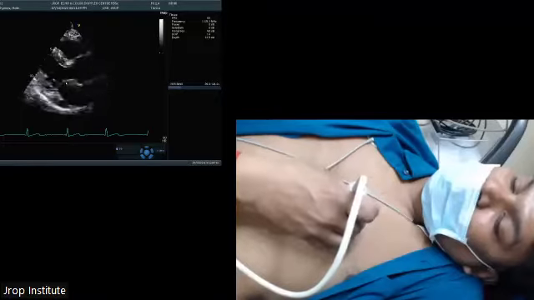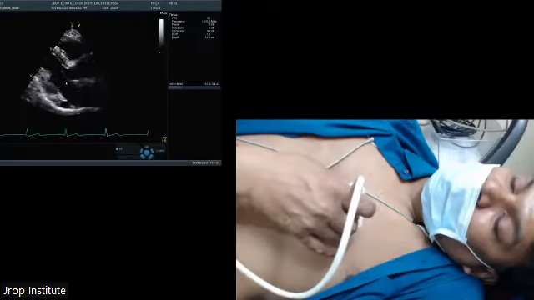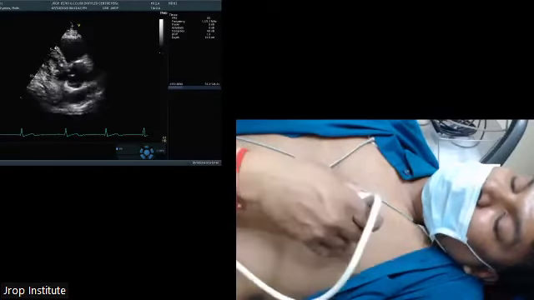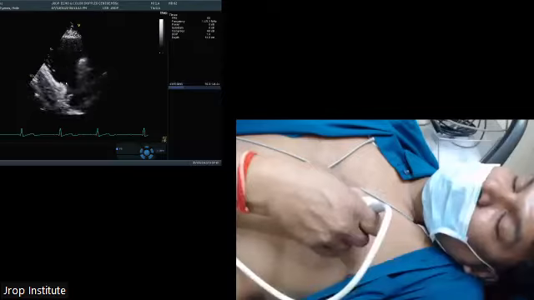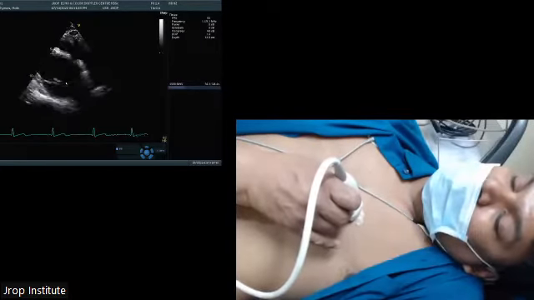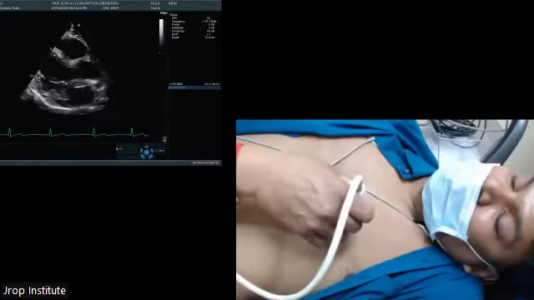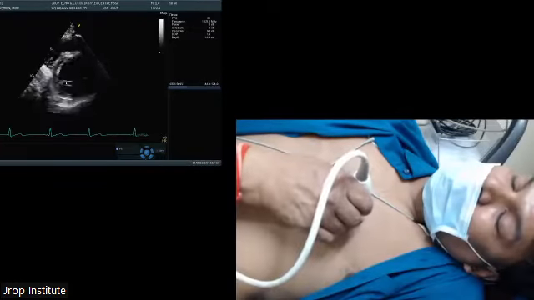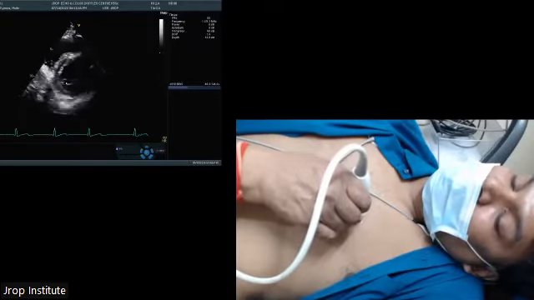So I'll repeat all 6 views. Third intercostal space, medial tilt of the footprint, RV inflow view, left shoulder tilt, RVOT view, back to the parasternal window, parasternal short axis view at the mitral valve.